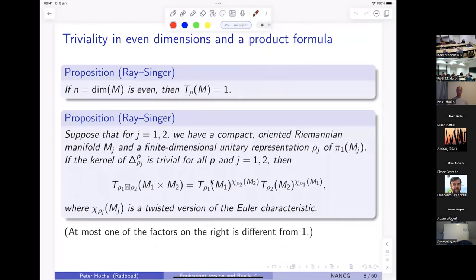Okay. So we need one of them to be even dimensional, one of them to be odd dimensional. So supposing M1 is even dimensional and M2 is odd dimensional, then this is one. So this drops out, and then we get the torsion of M2, which is odd dimensional, raised to the Euler characteristic of M1. And then the factor where M_j is even dimensional will not be there. It's just one. So if people took the root of this torsion of the degree equal to the Euler characteristic, then it would be strictly multiplicative.